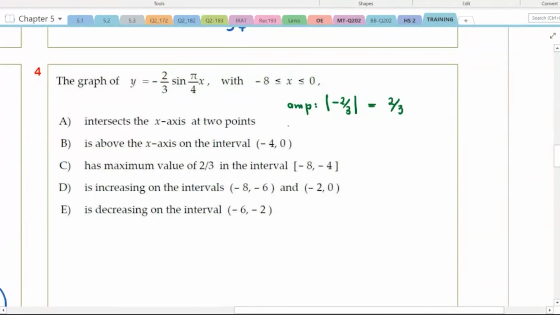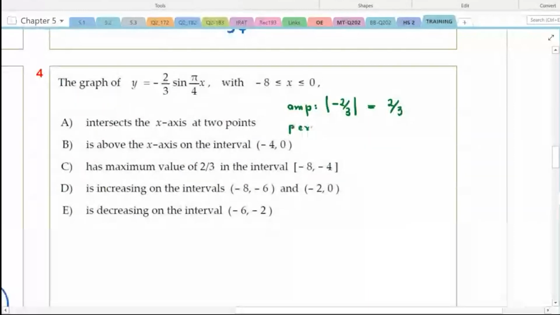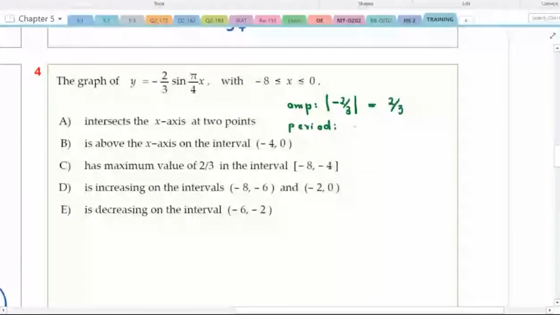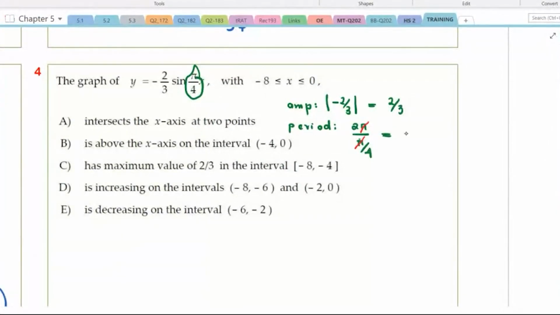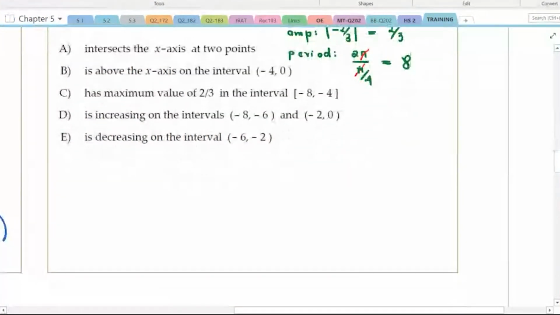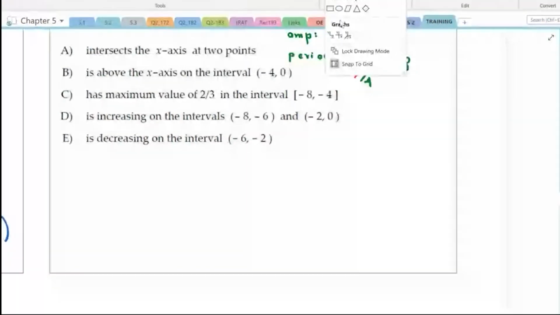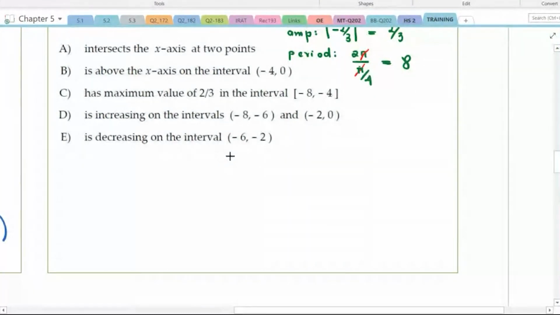How about the period? The period is 2 pi divided by the argument here. That is pi over 4. And gentlemen, here you will agree with me that pi, we go with a pi, and this is going to be equal to 8. So the period is equal to 8. Now, of course, we can sketch the graph this way. Let me draw the two-dimensional coordinate system to sketch the graph.